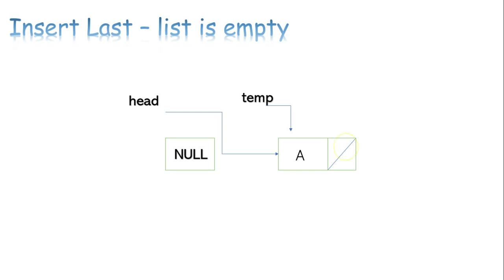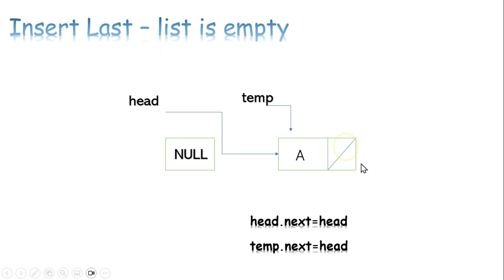The next job to do is to instruct the pointer belonging to the head or temp to point to itself. The instruction is head.next equal to head, or you can also use temp.next equal to head, because head and temp point to the same node. By giving this instruction, our circular singly list will look like this.